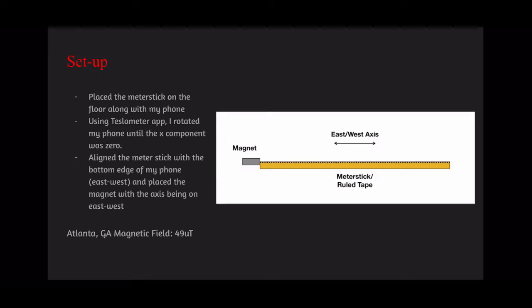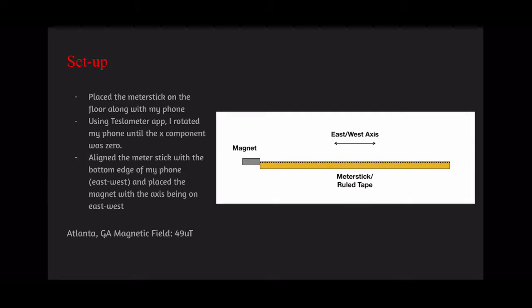I downloaded the Tesla Meter app to measure the magnetic field due to a permanent dipole magnet. The app does measure in microtesla, so I had to convert to teslas when plugging in my data. For every value, I multiplied it by 10 to the negative sixth.